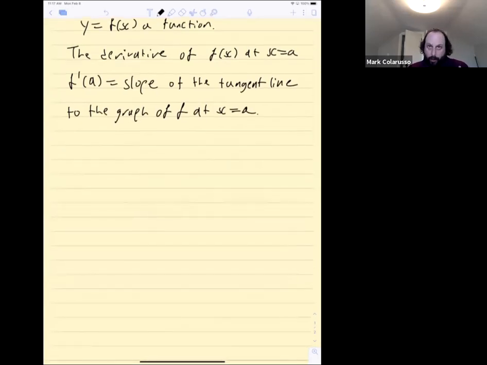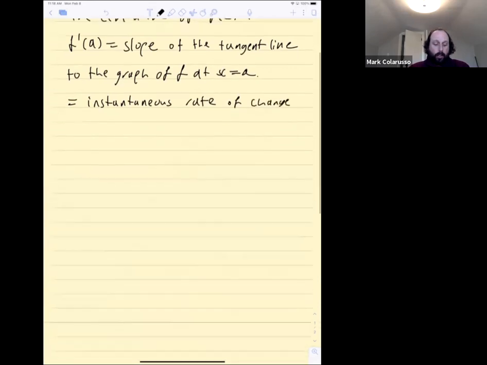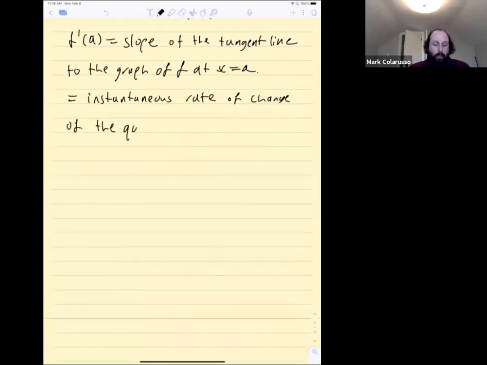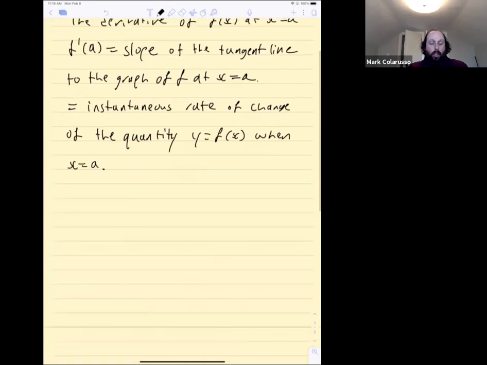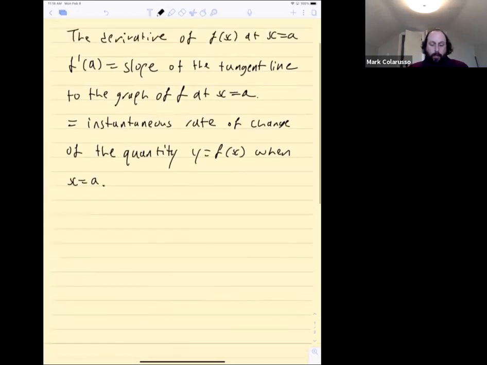But we also have a practical, physical interpretation, and this is the instantaneous rate of change of the quantity y equals f(x) when x equals I. Exactly when x equals I. So there are two interpretations, and both can be used together to make some interesting approximations about a quantity you want to understand.